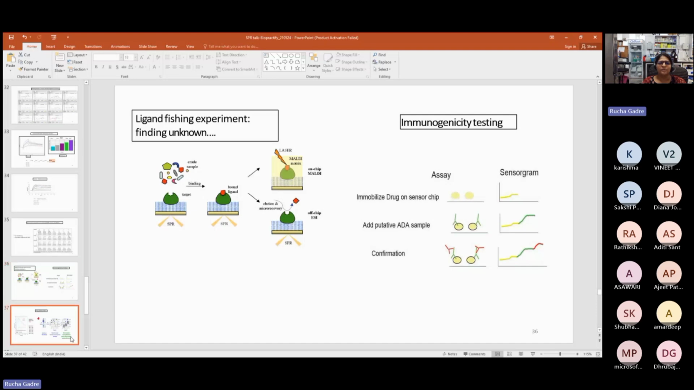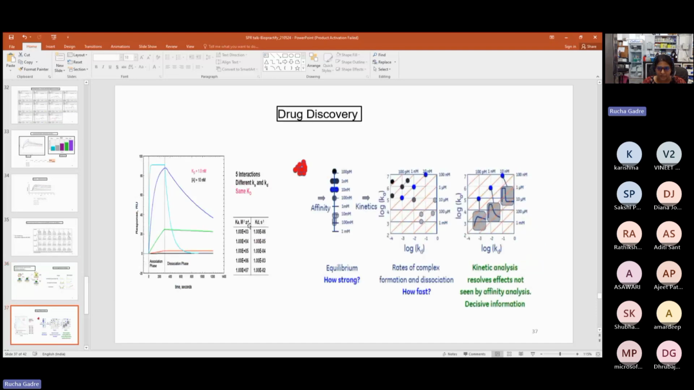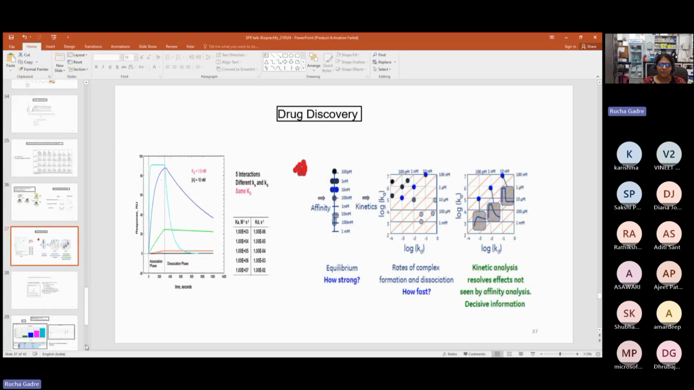Another is drug discovery, which we have already discussed. The k on and k off rates are very crucial in this. We have already discussed that if the KD is similar, the k on and k off rates will give you more information, like the rate of association and the rate of dissociation. So we can do further detailed study by using this information.